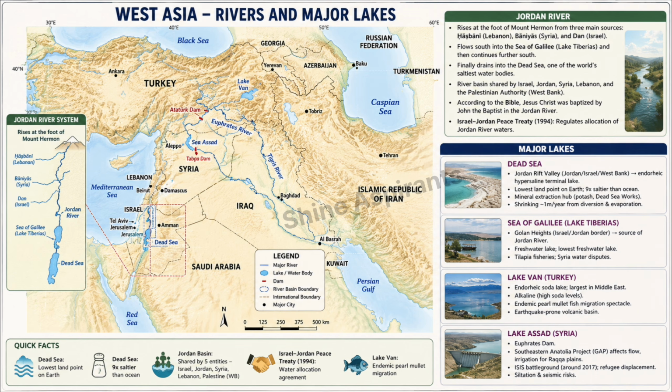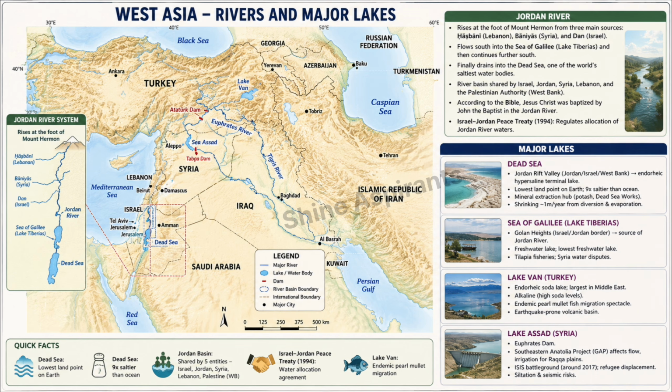Lake Van, Turkey. Endorheic soda lake. Largest lake in Middle East. Alkaline, high soda levels. Endemic pearl mullet fish migration spectacle. Earthquake-prone volcanic basin. Highest salinity in the world at 330%, covered in Oceanography chapter.